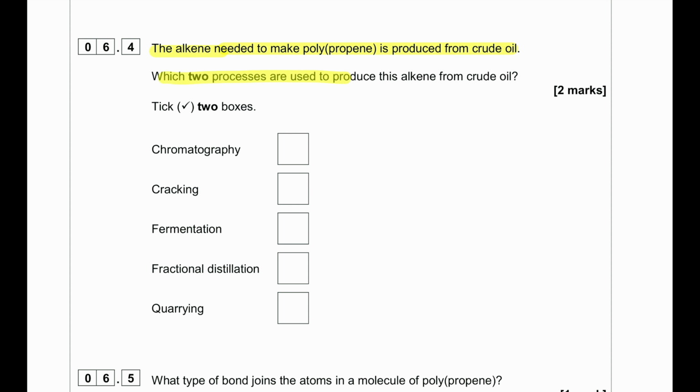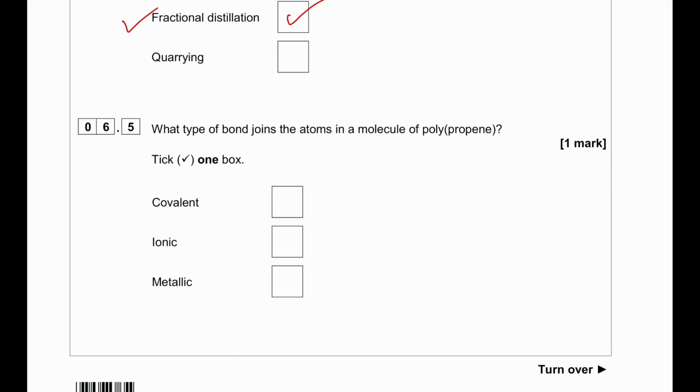Which two processes are used to produce the alkene from crude oil? From crude oil, first of all, we need fractional distillation to separate the different fractions. Once we do that, then we can do a particular process called cracking. Once we carry out the cracking, we are going to get the alkene. Name the type of bond that joins the atoms in a molecule of polypropylene. This is an organic compound, and organic compounds are joined together by covalent bonds.